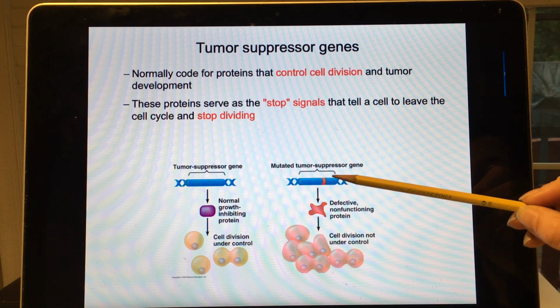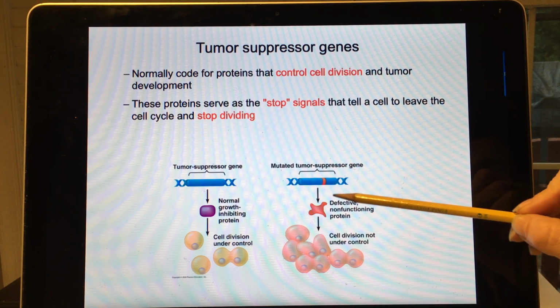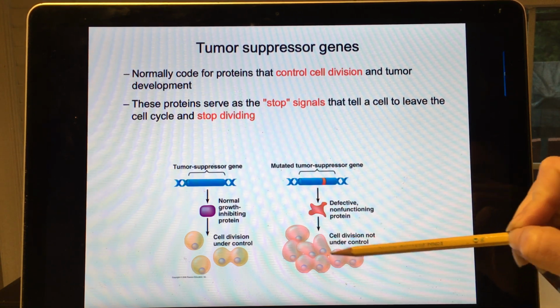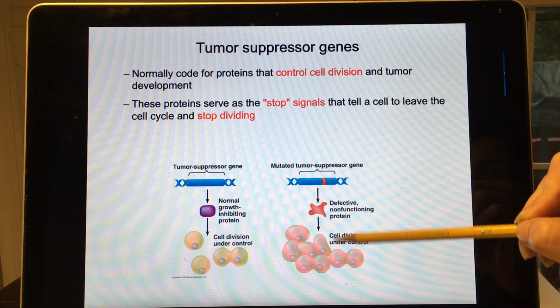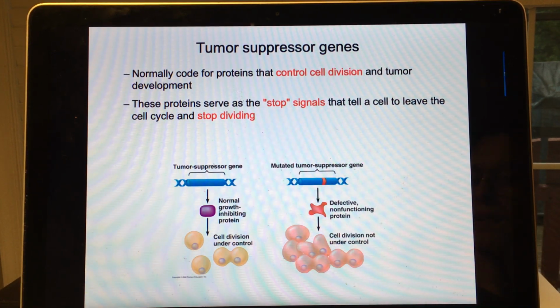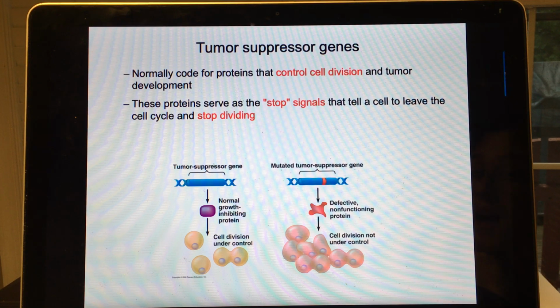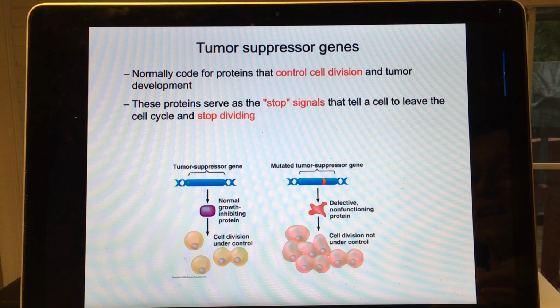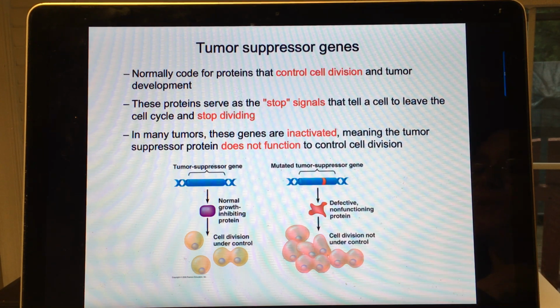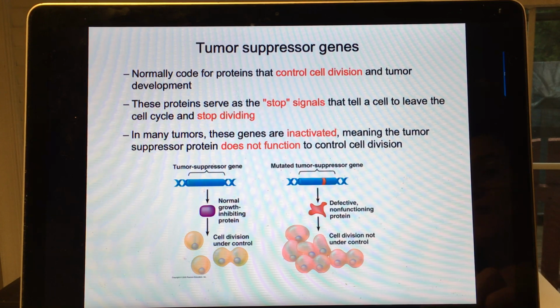If you have a mutation in a tumor suppressor gene, the protein that it codes for is non-functional, and cells divide when they're not supposed to. So it's like the brakes in your car being defective, so you can't stop. Similarly, the cells keep dividing and they can't stop dividing. In many tumors, you get a tumor suppressor gene that's been inactivated or mutated, and it doesn't function and doesn't stop cells from dividing.